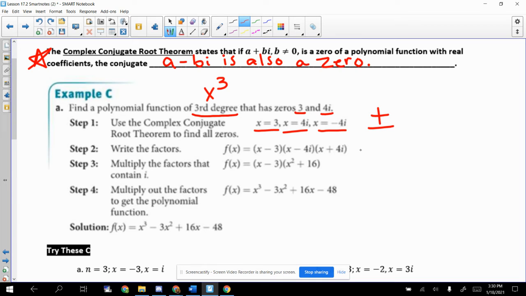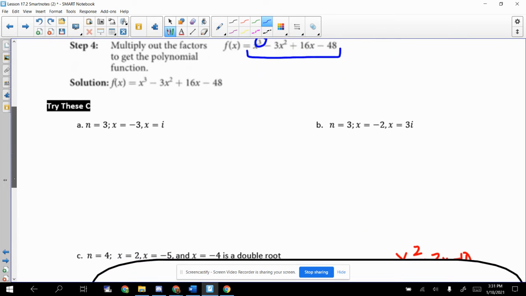Then again, they wrote them as factors here. What you're going to want to do is definitely multiply the terms with the i's first. So you're going to want to multiply those conjugates together, because that's the nice part, it will get rid of the i, or the imaginary. And then they just multiplied these together for a final answer of x cubed minus 3x squared plus 16x minus 48. And they had that third degree polynomial just like we said. Okay. So let's go ahead and try a couple.